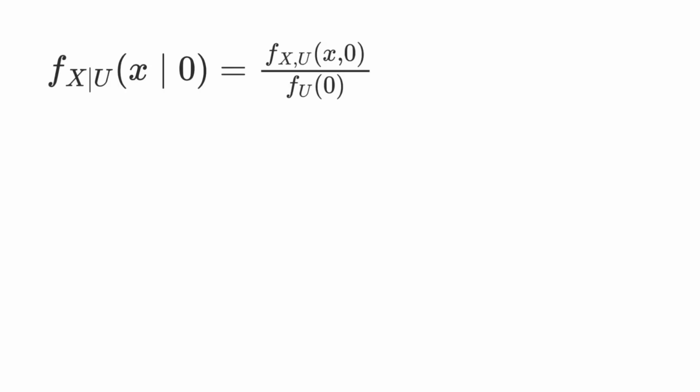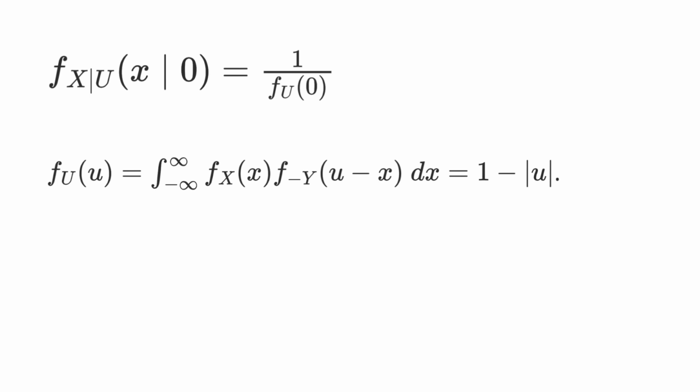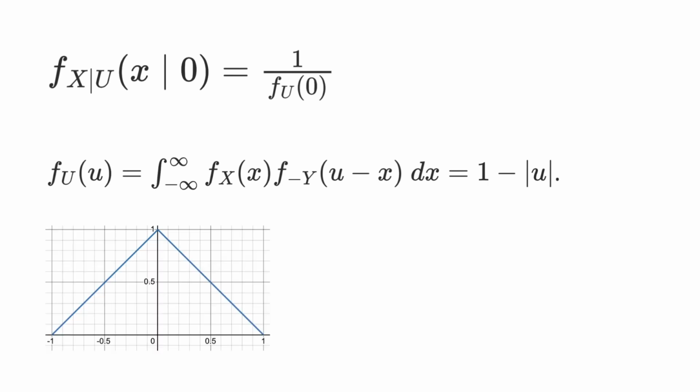So far, we've established that the conditional density of x given U equals 0 is equal to 1 divided by the marginal density of U at 0. Now, what's left is to actually calculate the density of U. We can do this using the convolution formula. In doing so, we get that the density of U as a function of little u is equal to 1 minus the absolute value of little u. The distribution of U is also called the triangular distribution, so called because of the shape of its density.